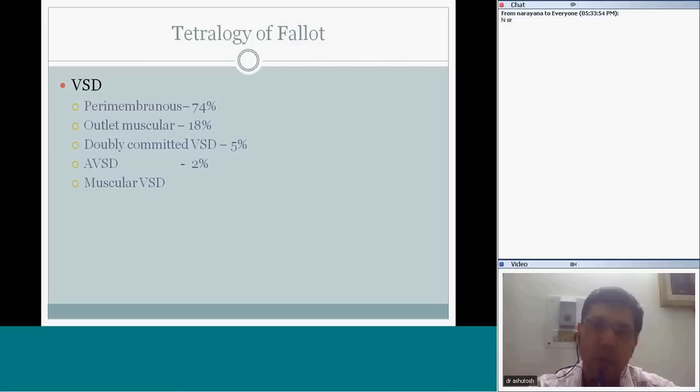Again, a doubly committed VSD, which is called the oriental type of VSD, seen in 5%. Then AV canal, not just inlet, AVSD, which may be in 2%, and yes, additional muscular VSD. Additional muscular VSD is additional, but the main ones are the 4 types of VSD that we see in Tetralogy of Fallot.